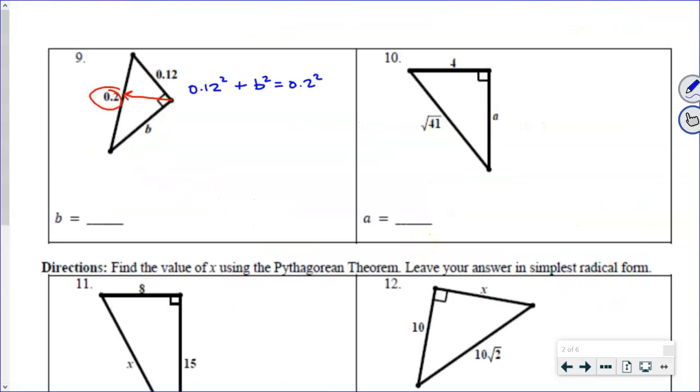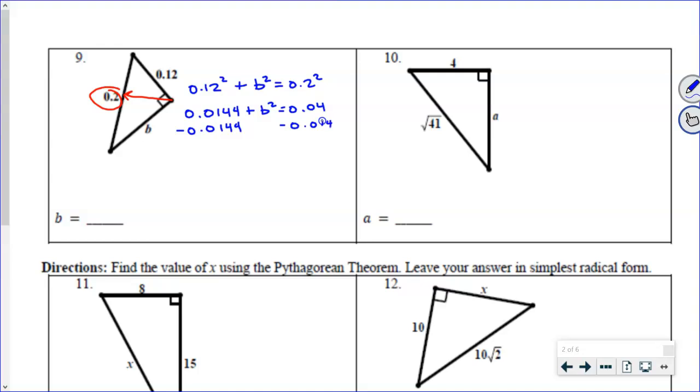So when I square 0.12, I end up with 0.0144, plus b squared is equal to 0.2 squared, which is 0.04. I'm going to undo adding the 0.0144 by subtracting 0.0144. Balance it. Do the same thing here.